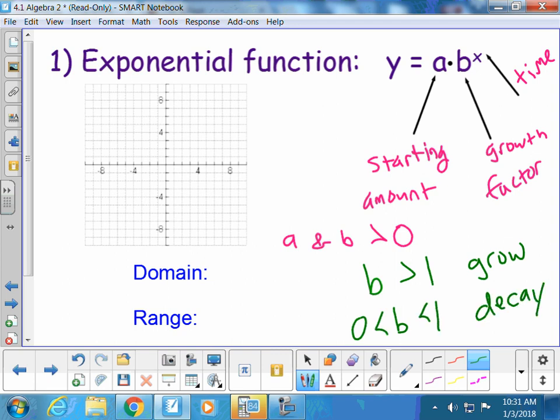Raise your hand if you remember doing this in Algebra 1. Yeah. Because you did it. You probably forgot if you didn't raise your hand.